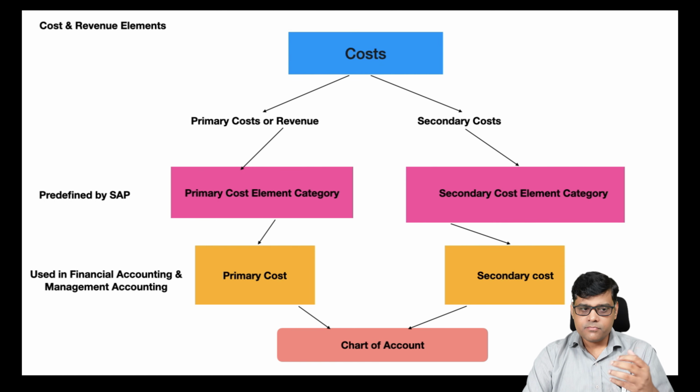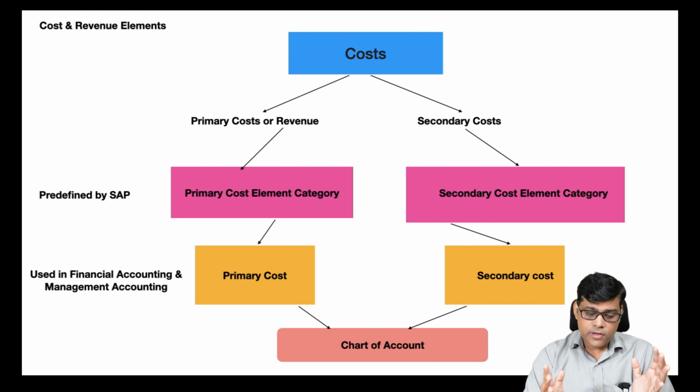And always you'll find the source document, either it will be finance or it may be logistics also. For example, material consumption. That means against one production order, we are going to consume some material. We are going to use some material in our production. So the source will be the logistics document, and with reference to that, we are going to have the accounting document. In the end, I will show you one accounting document also. So that is again primary cost.